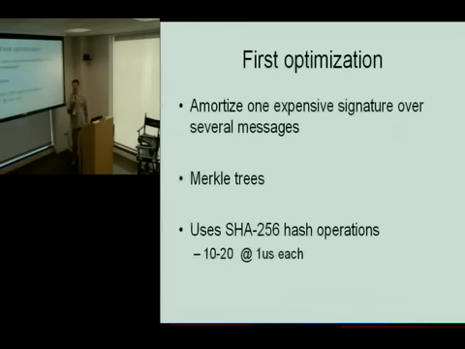Now the first optimization you can consider is the well-known Merkle trees from about 30 years ago. That is, you amortize one expensive signature over many messages. And in this case, I use SHA-256 hash operations. I need about 10 to 20 of them at about a microsecond each to do this.